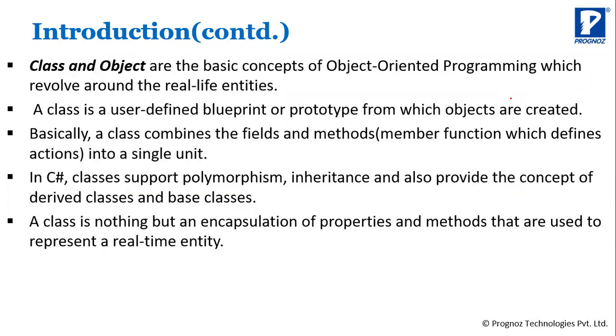The class and objects are the basic concept of object oriented programming, which revolves around real life entities. The class is a user-defined blueprint or prototype from which objects are created. Basically class combines fields and methods. It consists of attributes and behavior. Field means variable, behavior means method or function. The class combines variables and methods, which we can call member functions, and defines action into a single unit.